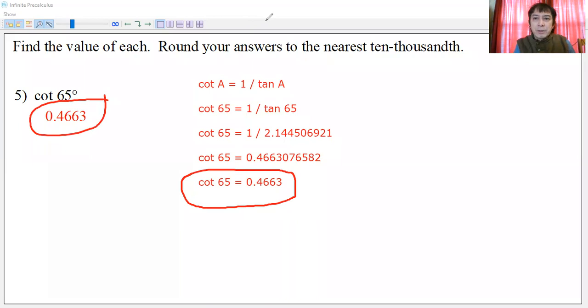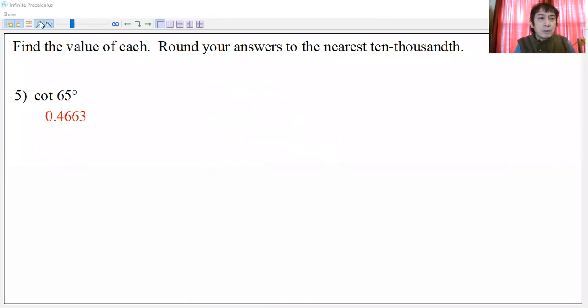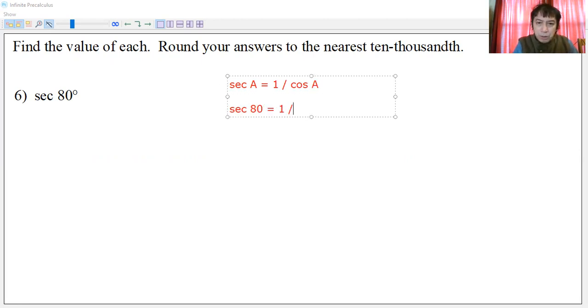So let's continue with number 6. Find the value of secant of 80. So start with the formula. Secant A is equal to 1 over cosine of A. Secant of 80 is equal to 1 divided by cosine of 80.